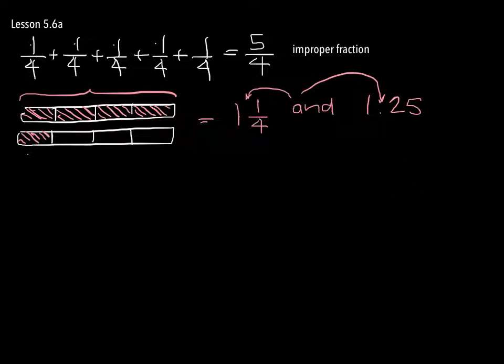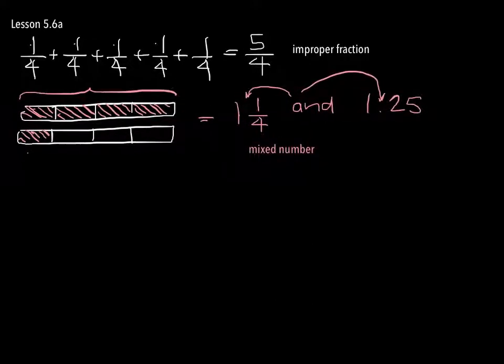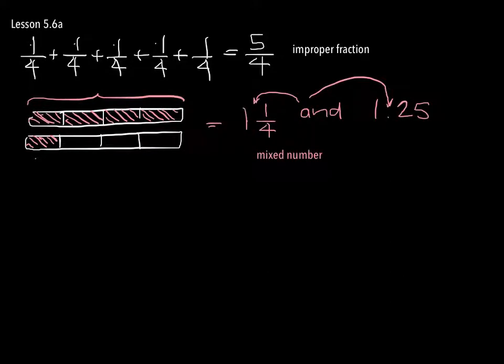So right here we have an improper fraction, and I forgot that I should probably label this one too. That's a mixed number. A mixed number is, just as you would think, a mix between a whole number, ta-da, and a fraction, ta-da, whereas an improper fraction is all fractions.